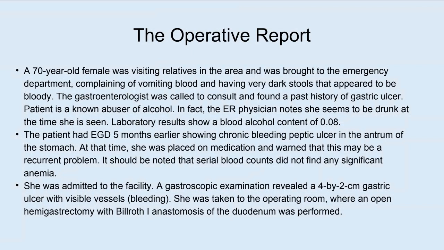It should be noted that serial blood counts at that time did not find any significant anemia. She was admitted to the facility. A gastroscopic examination revealed a 4 by 2 centimeter gastric ulcer with visible vessels, meaning bleeding. She was taken to the operating room where open hemigastrectomy with Billroth 1 anastomosis of the duodenum was performed.